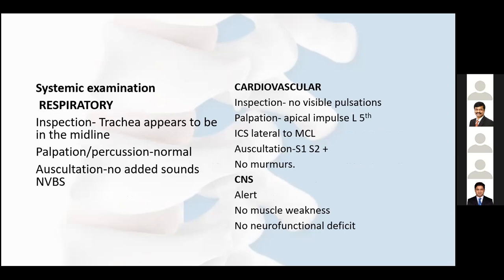On the cardiovascular examination, on inspection, no visible pulsation except for the apical impulse. On palpation, the apical impulse was present in the left fifth intercostal space, lateral to the midclavicular line. On auscultation, the first and second heart sounds were heard. No added sounds or any murmurs. Neurological examination, she's alert. No muscle weakness or focal neurological deficit.